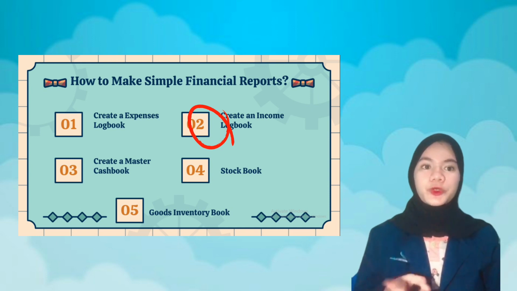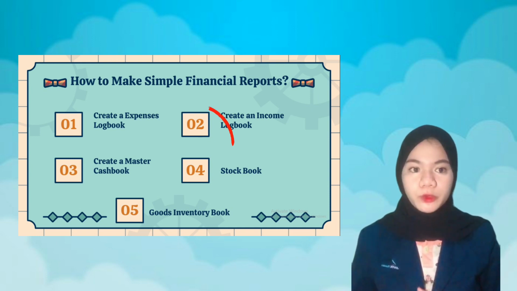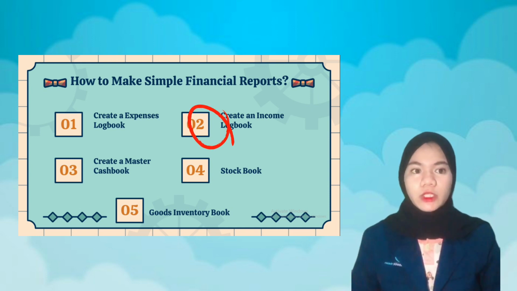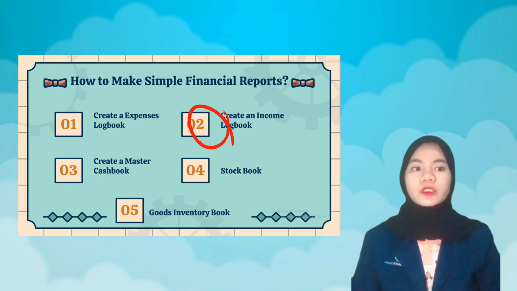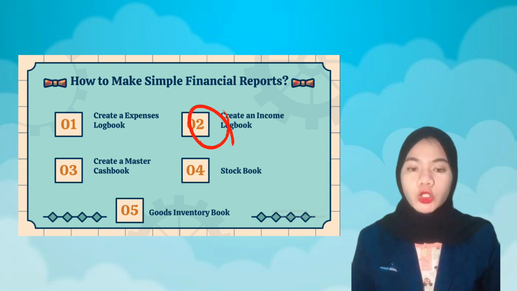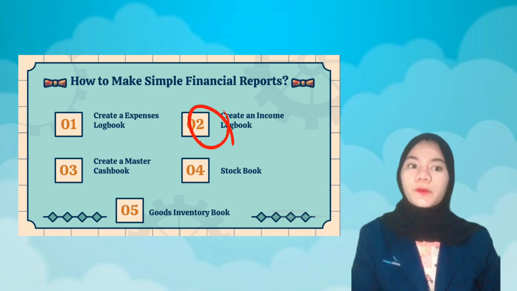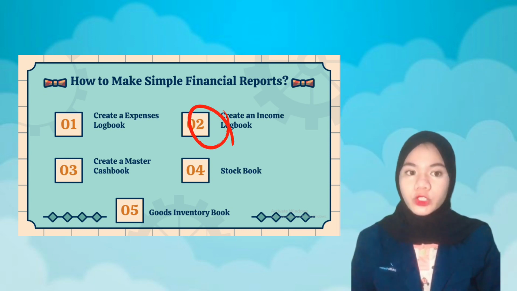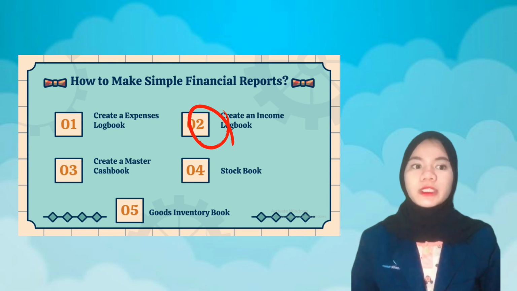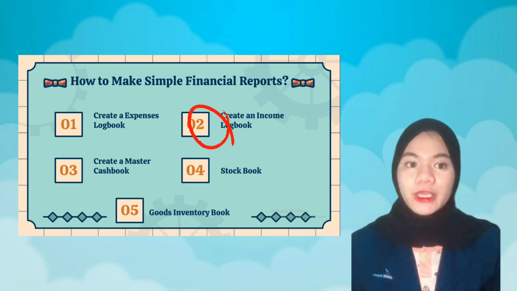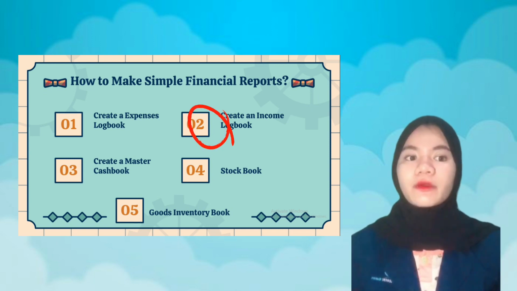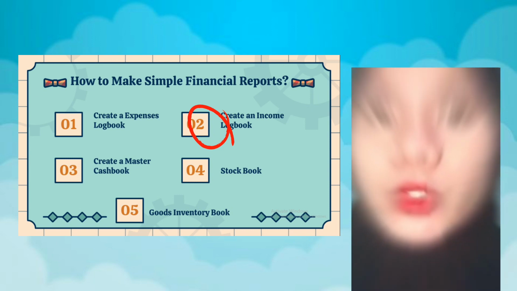Number 2, create an income logbook. Not only expenses, all matters relating to the income of money also need to be recorded clearly, including the process from the sale of goods to accounts receivable that have been paid. Try to record this income every day. This makes it easier to make monthly reports.